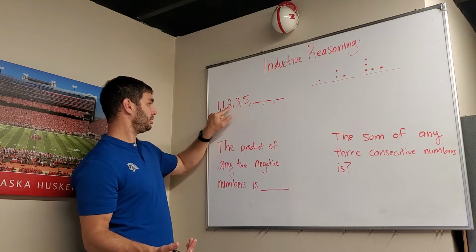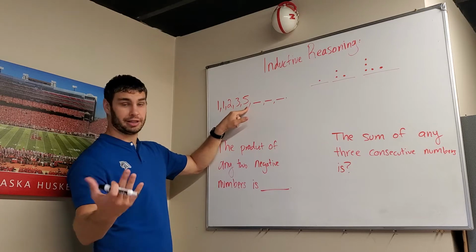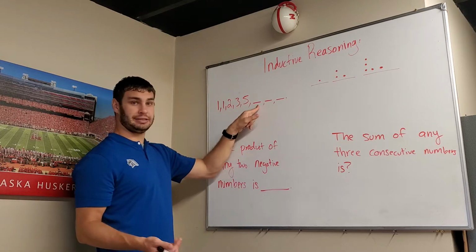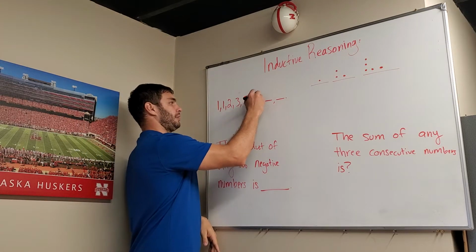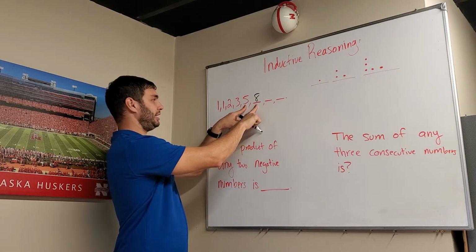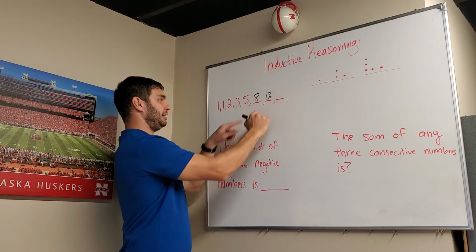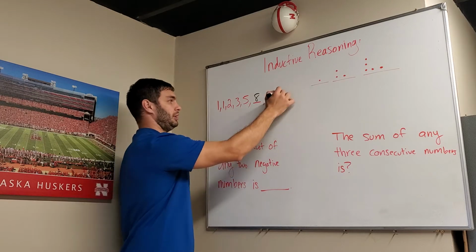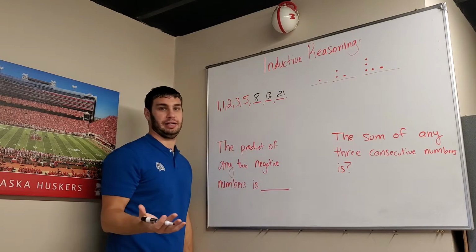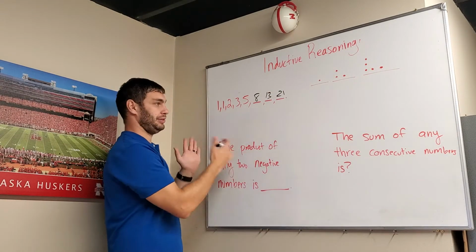Right? 1 plus 2 is 3. 2 plus 3 is 5. There we go. Right? 3 plus 5 is 8. And then add the previous two together. 5 plus 8 is 13. And 8 plus 13 is 21. So there we came up with the pattern for that when we add the previous two together.